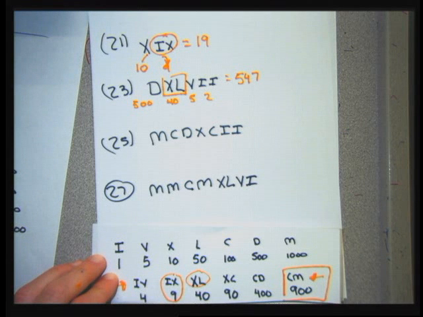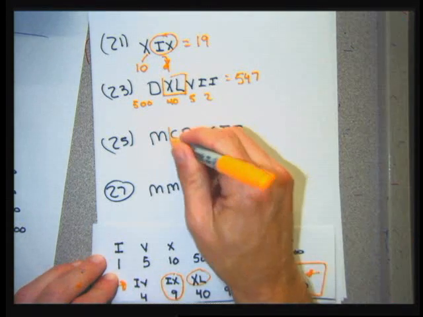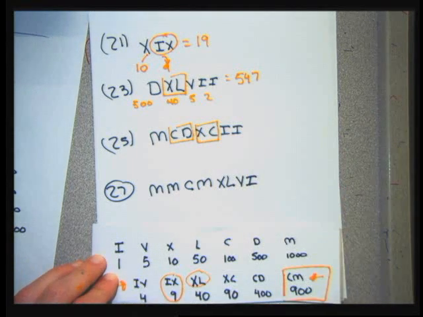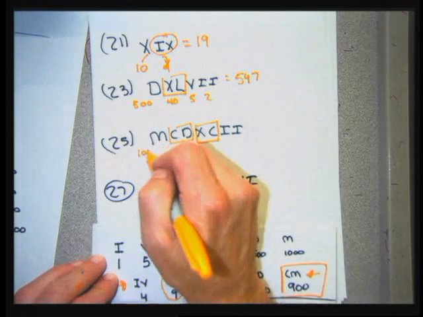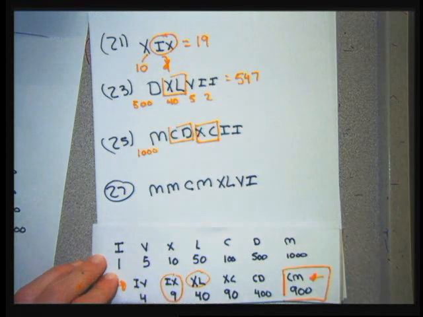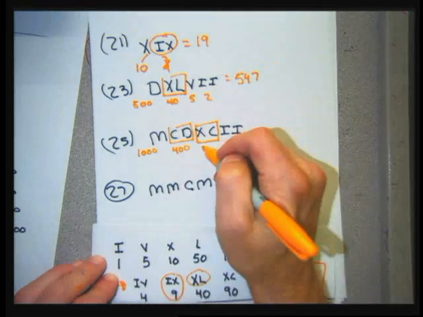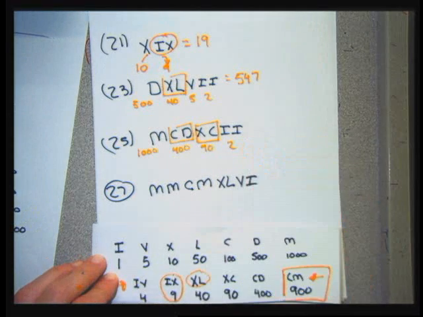For 25, there's 2 sets of numbers that need to be bound together, because there's a 400, which is a CD, and there is a 90, which is an XC. So when I go to do problem 25, before I write down what each digit represents, I find any 4s, 9s, 40s, 90s, 400s, or 900s and circle them. Now I'm going to write down each number. An M is a 1000. A CD is a 400. An XC is a 90, and an II is a 2. If I add those numbers up together, I'll get 1492.